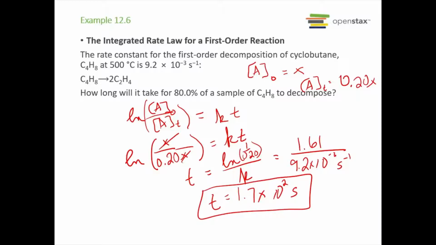Okay. So there's our first example, just using the regular rate law, not even having to use the linear form, which you still could. It's all the same. You'd still get the same answer. But yeah, there you go, solving for t.